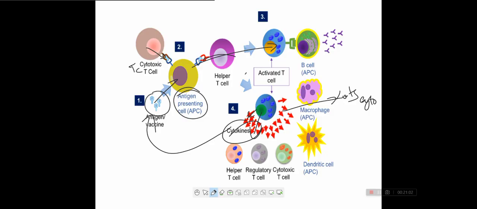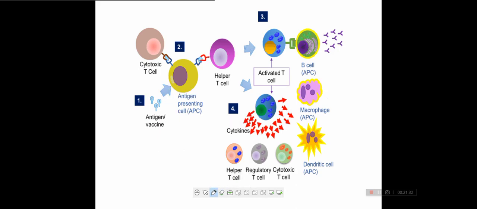And another step is that the helper cell activates the B cell, and this B cell produces antibody, and this antibody degrades the APC molecule, antigen presenting cells. Right? So these are the mechanisms of T cells.